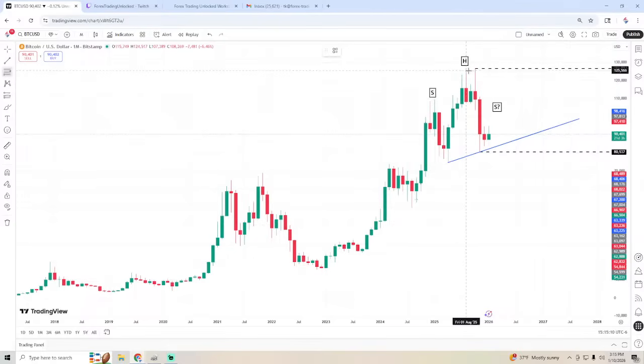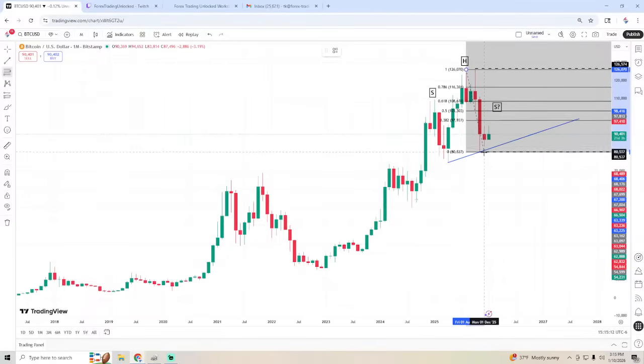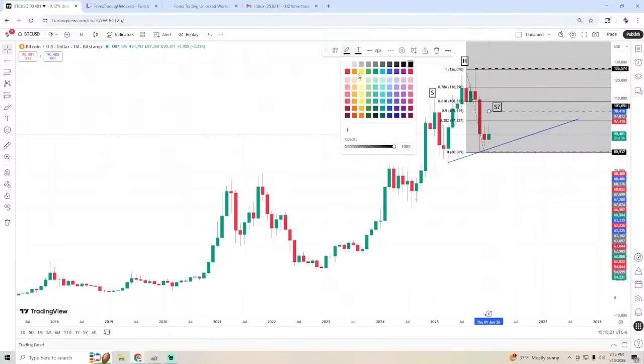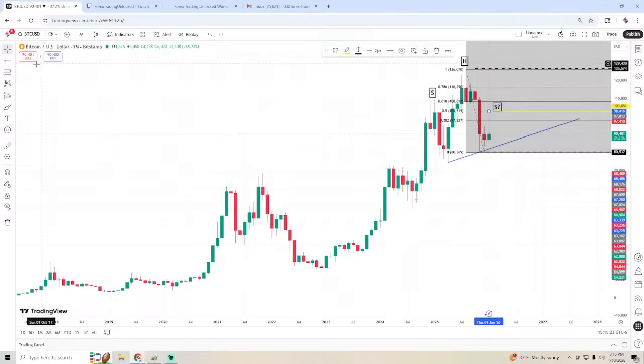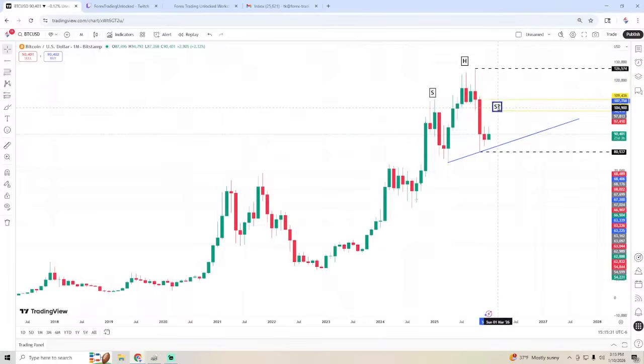Let's do a little Fibonacci here from this high to this low and see where we can go. A good range would be, we'll go to the 50% mark. We'll make this yellow. Let's make it solid. And probably up to here. Okay, so let's just hypothetically say that we are in a head and shoulders pattern that is forming. Okay, this hasn't formed yet.